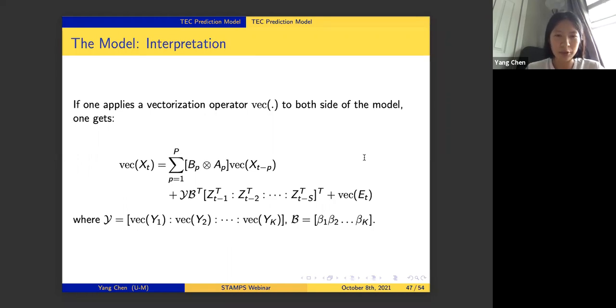So the vectorization operator will actually make the model look even simpler. After doing the vectorization, we can see essentially the autoregressive coefficient before this lag P term is the tensor product of the right operator and the left operator. And this will enable us to do a lot more theoretical work much easier.